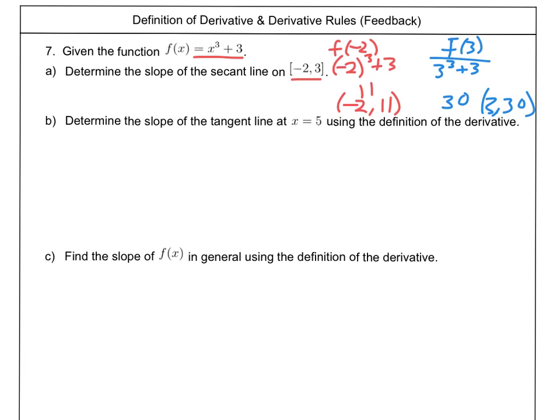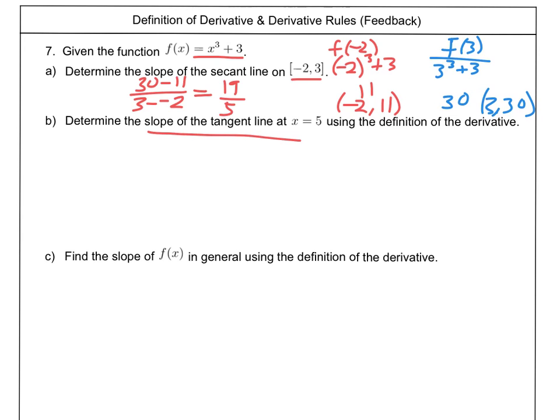The slope of the secant line will be the slope between the 2 points on the curve, so that'd be 30 minus 11 over 3 minus negative 2. 30 minus 11 is going to be 19, and 3 minus negative 2 is going to be 5. 19 over 5.